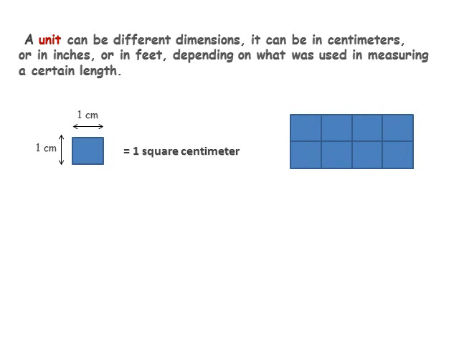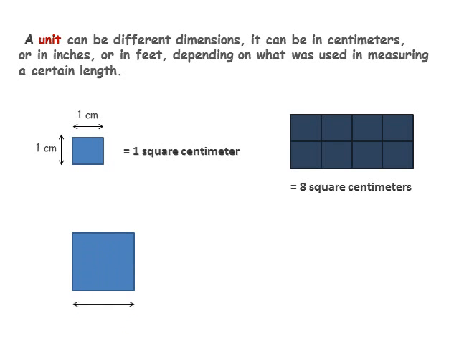So now for example, we have this figure on the right. How many squares do you see in there? 1, 2, 3, 4, 5, 6, 7, 8. So you have 8 of these smaller squares, therefore you have 8 square centimeters.